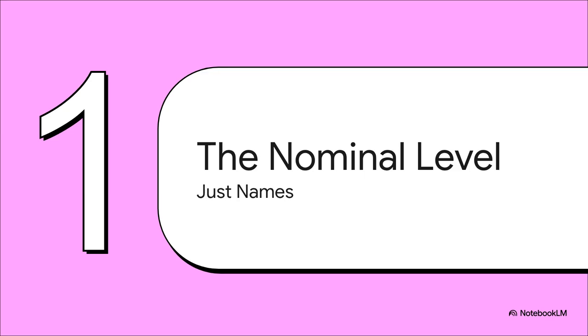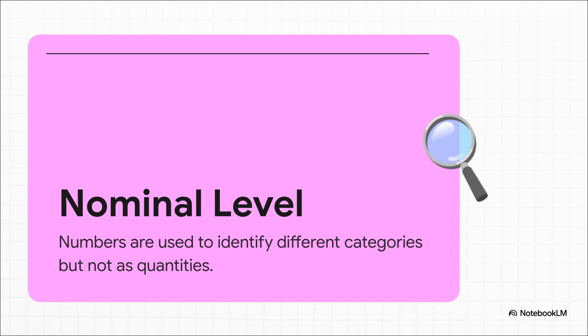Okay, so let's get on that ladder. We're starting at the very bottom, the first rung. This is level 1, the nominal level. It's really as basic as it gets. So nominal actually comes from the Latin word for name, which is the perfect way to think about it. At this level, numbers are literally just names. They're just labels. Think about a sports jersey. Does a player wearing number 23 mean they're better than the player wearing number 10? No, of course not. It just tells you they're two different players.